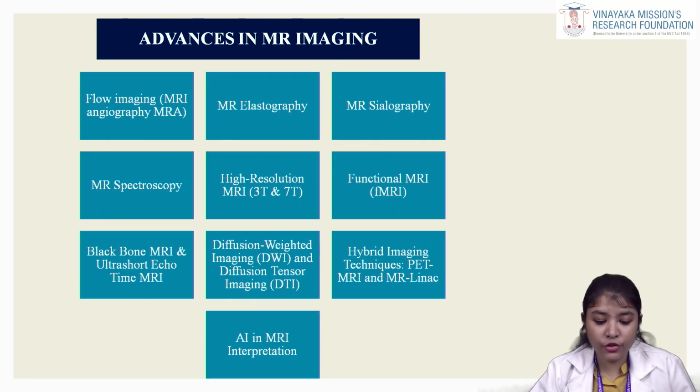Then diffusion weighted imaging and diffusion tensor imaging. Here it detects oral cancer and inflammatory conditions, helps in diagnosis of trigeminal neuralgia, and also helps in mapping the nerve pathways. Next is the hybrid imaging technique, that is PET MRI and MR-Linac. It is a recent development where PET MRI combines metabolic imaging with high resolution MRI to detect early stage oral cancers, osteonecrosis and inflammatory conditions.